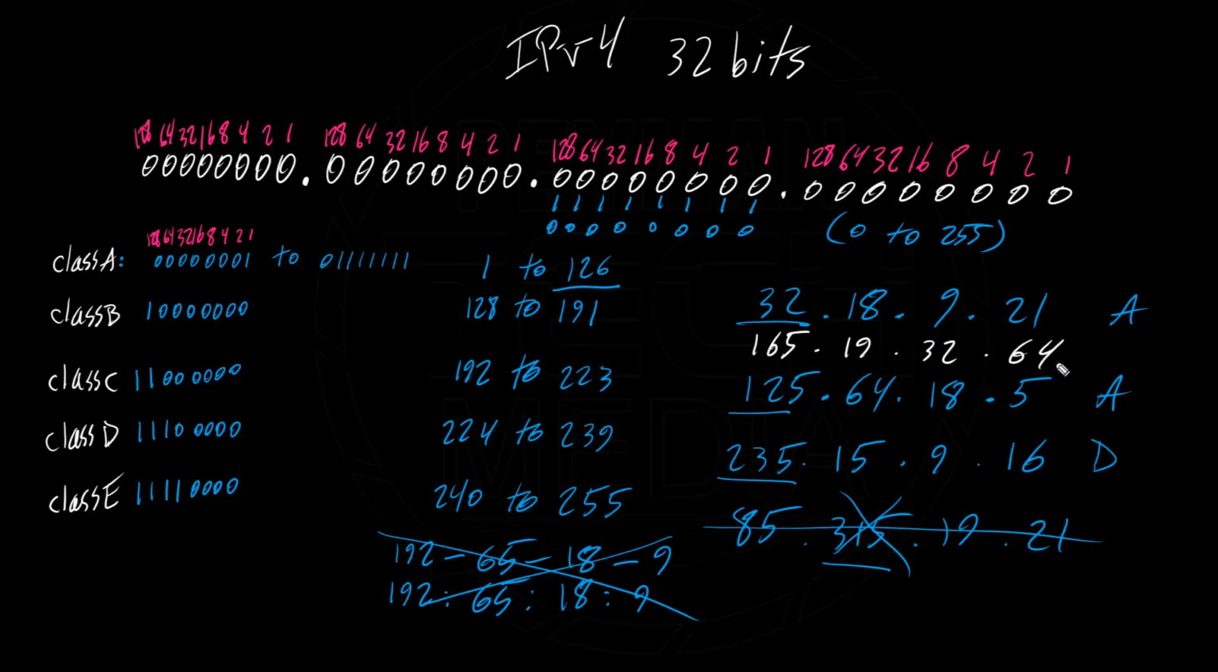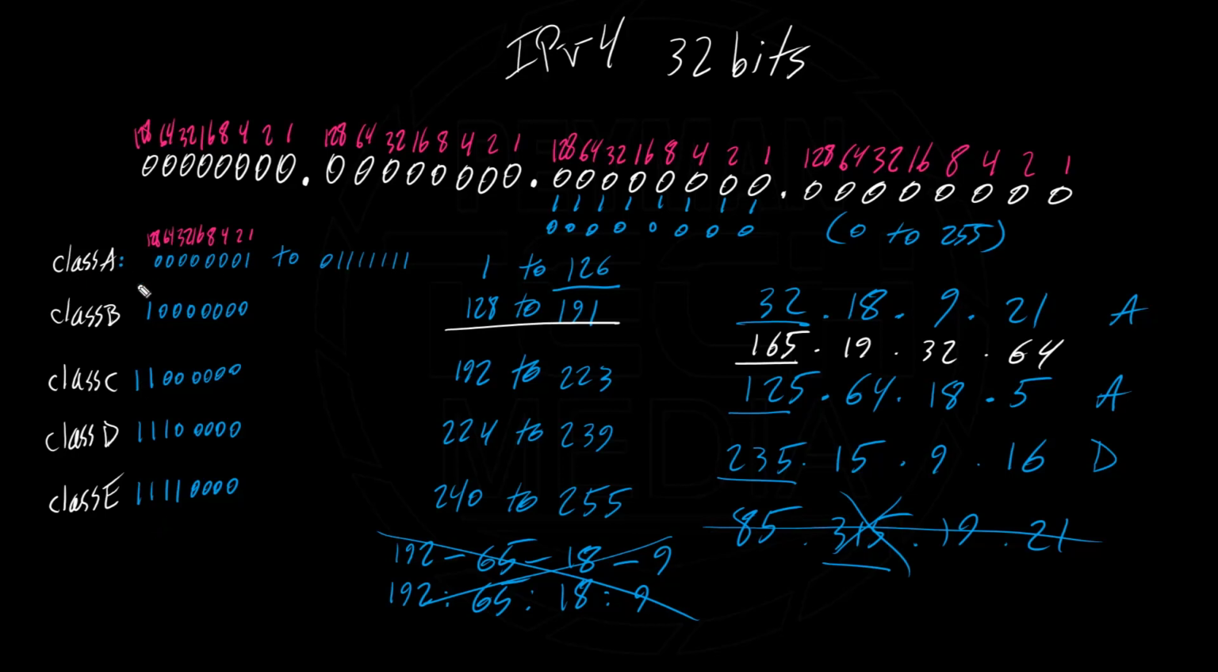165.19.32.64. If you said class B, that's correct, because looking at the first octet, 165 falls into this range between 128 to 191, and that is for class B. So, quick summary: in IP version 4, there are 5 different classes.